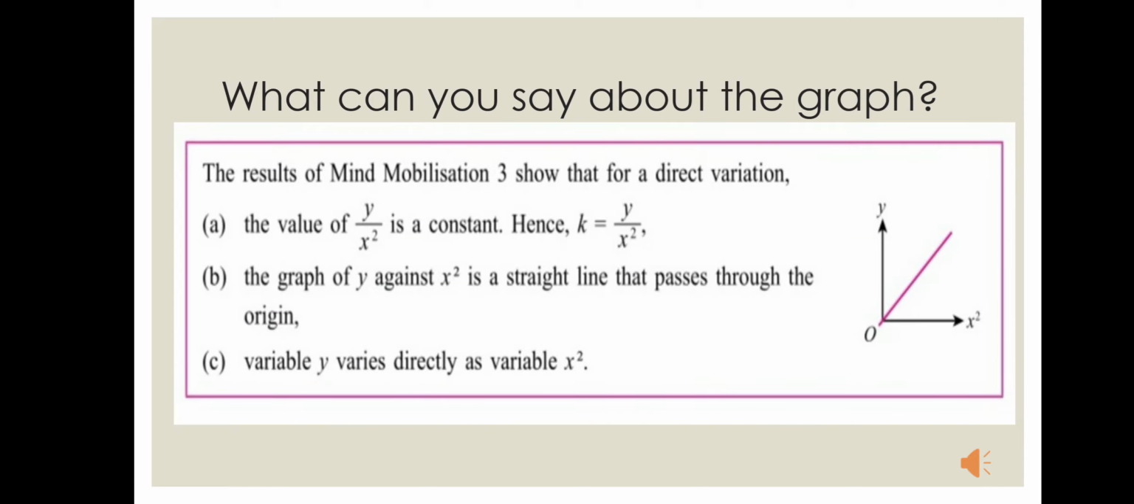What you can say about the graph is the value of y over x squared is a constant. Hence, k equal to y over x squared. Next, the graph of y against x squared is a straight line that passes through the origin. Therefore, variable y varies directly as variable x squared.